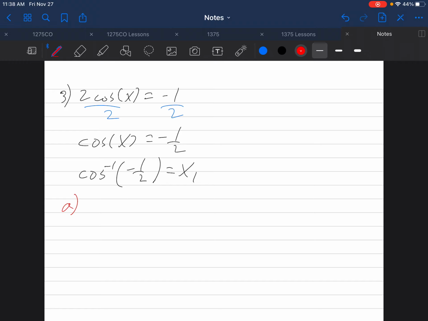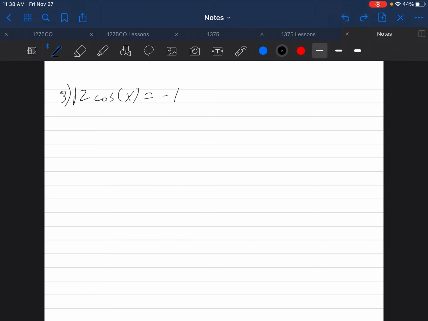oh, sorry. I wanted this not to be a 2. Let's start over. I wanted this to be a radical 2 cosine x, right? So radical 2 times the cosine of x. Divide by radical 2. We can divide by this constant number. Cosine of x is equal to negative 1 over radical 2.